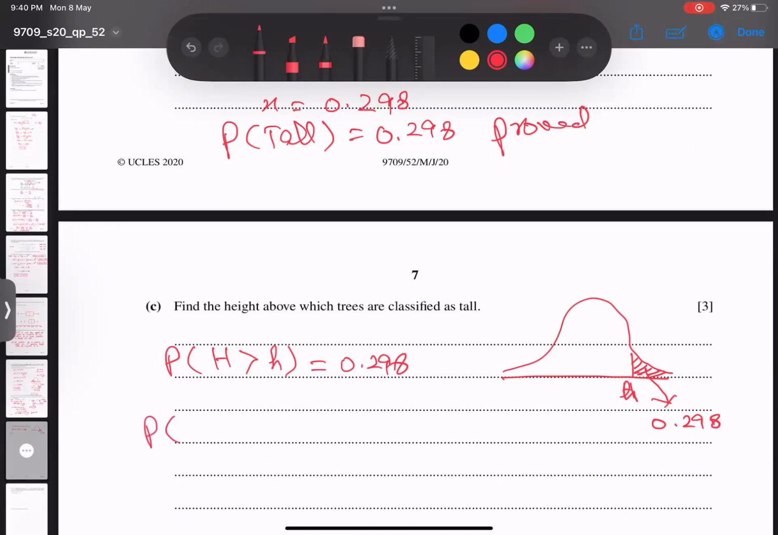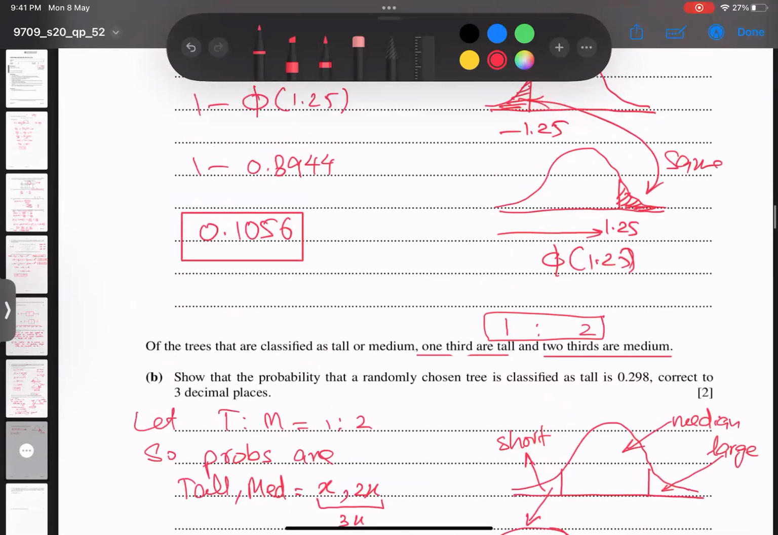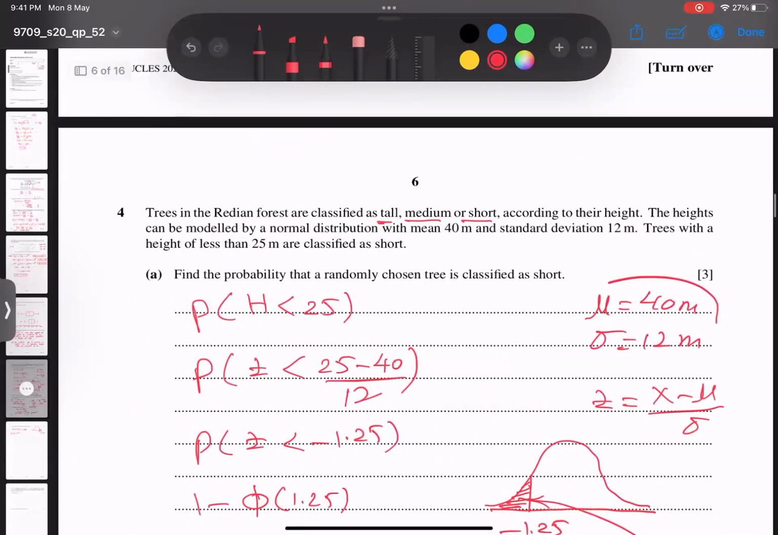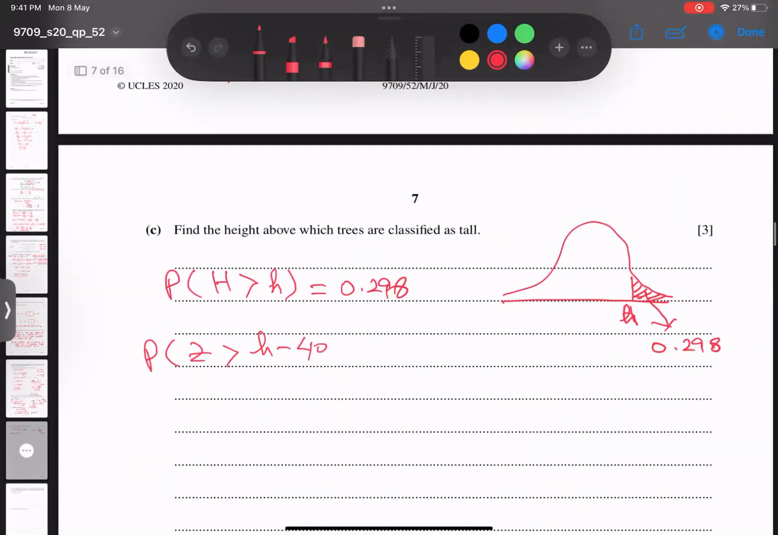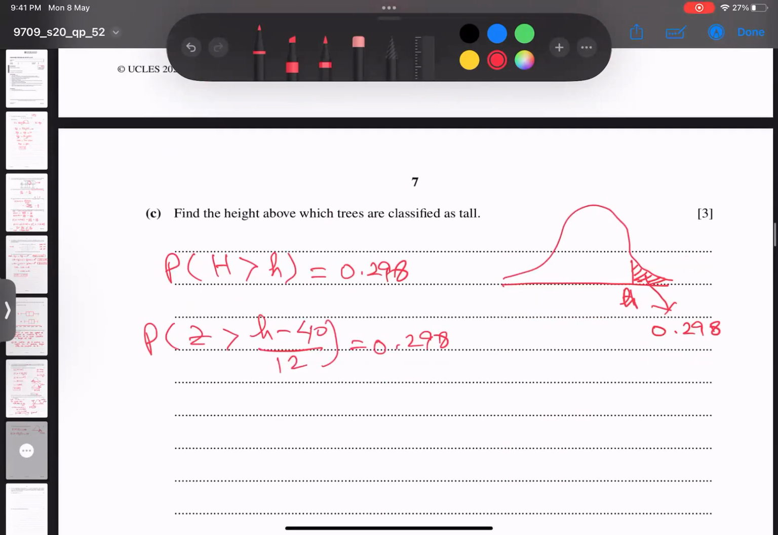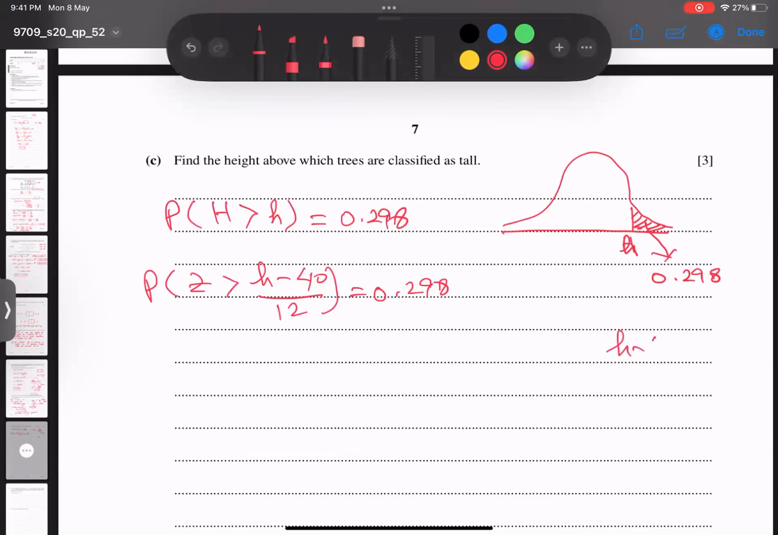What are the rules, students? If you remember, h minus mean, and what is the mean? You recall it. Mean is 40 and deviation is 12. So h minus 40 over 12 equals 0.298. And I always convert this whole fraction into a variable a, to make the question simpler.